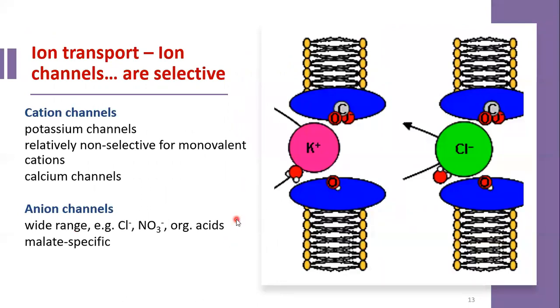So there are also some channels which are ion specific, potassium channels, the chloride channels we have. There are also anion channels, chloride channel as I mentioned, and nitrate channels as well.